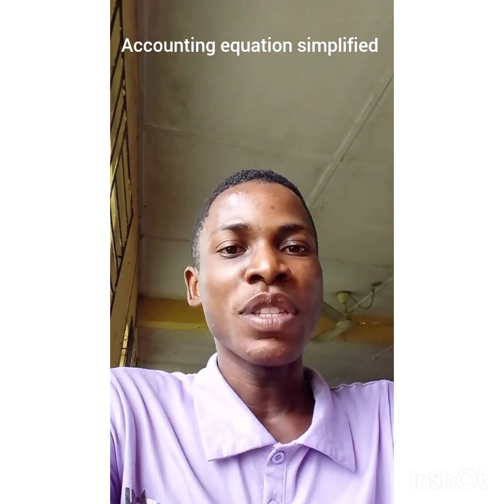Now, the accounting equation will change to asset equals capital plus liability, which means that the resources of the business were provided by both the owner of the business and by an outsider. It is very pertinent to note that the resources of a business are not limited to money. It can be money, it can be machines, it can be materials, it can be information. So at this point, the resources of the business are now 400,000 naira, which were provided by both the owner of the business and by an outsider.